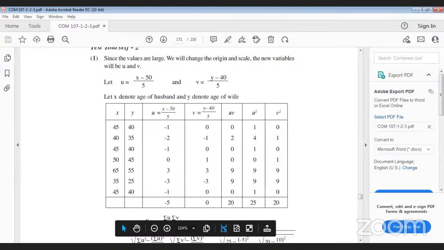Then the multiplication of the third column and fourth column. Minus 1 multiplied by 0 is also 0. 2 into 1 is 2. 1 into 0 is 0.